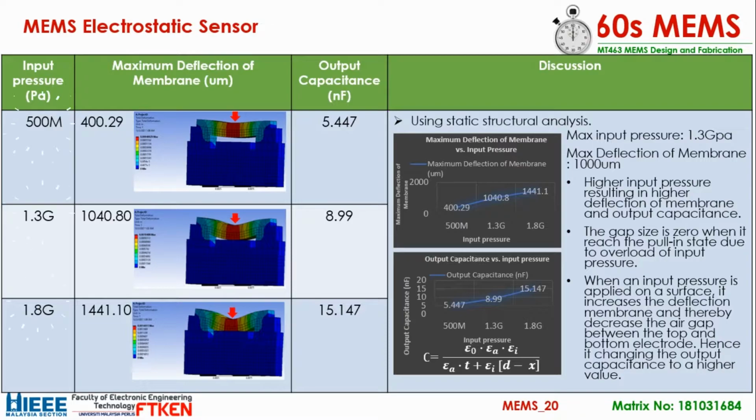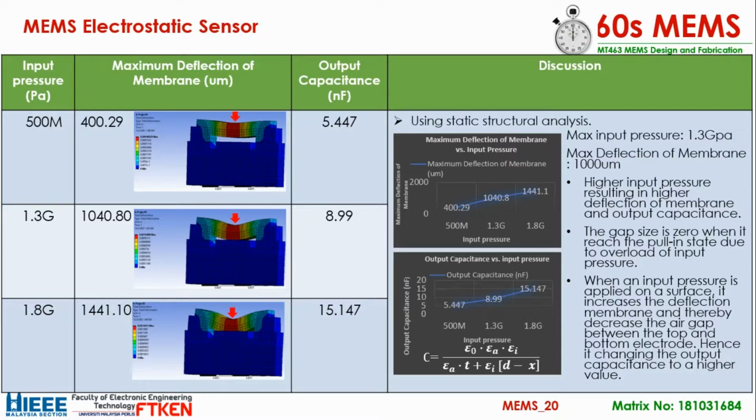The applied input pressure ranged from 500 megapascal to 1.8 gigapascal, and it shows three different membrane deflection conditions with output capacitance. The output capacitance is calculated using the formula taken from the journal. From the line graph itself, we can see that with higher input pressure, the maximum membrane deflection or deformation and the output capacitance also increase accordingly. The maximum input pressure for copper is 1.3 gigapascal with a maximum deflection of membrane around 1000 micrometer.